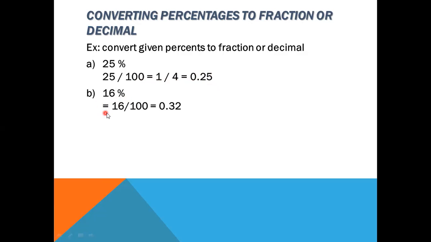Next is 16%. So 16 by 100. So that is equal to 16 by 100, that is 0.16. So this is the way you can convert it to fraction as well as decimal.